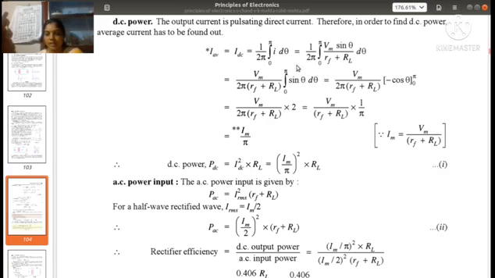Now integrate this term. The integral of sin theta is minus cos theta, and the integration varies from 0 to pi.